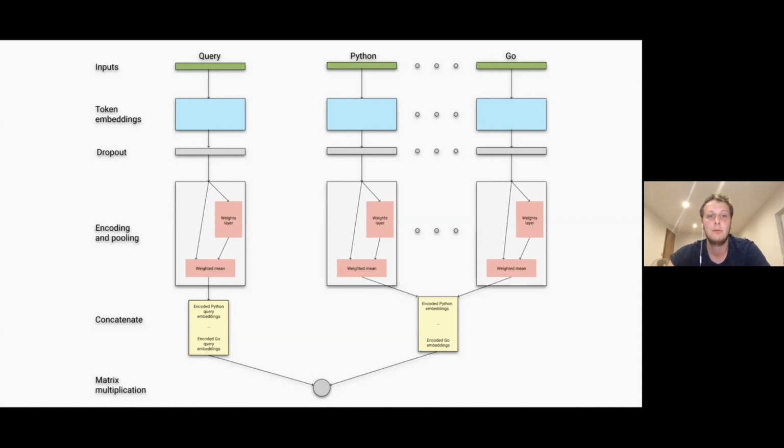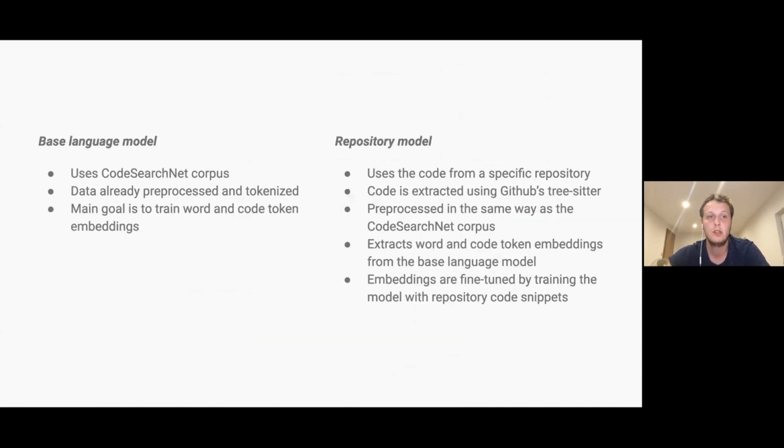Okay, back to CodeSnippetSearch. The training procedure is basically split into two major parts: training the base language models and then training the repository language models with the help of the base language models. First, I trained the base language models using the CodeSearchNet corpus. And the main goal of the base language model is to train the word and code token embeddings that can then be transferred to repository models. Basically, with this, I'm hoping that the base language models learn some general programming language features that can then be fine-tuned by the repository data.